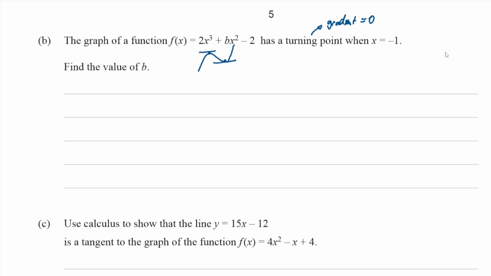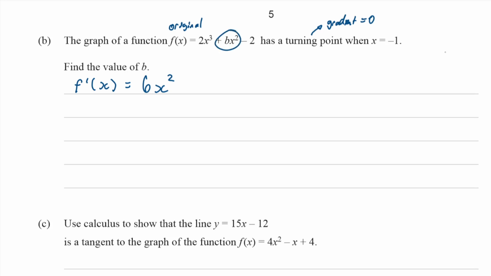Alright, so to use that information about the gradient, we need the gradient function. So right now we're given the original function, f of x. We need the gradient function, f prime of x. Right, to find that, we take the derivative. So 2x cubed, the power of 3 multiplies out the front, giving us 6. X, the power is reduced by 1, so it becomes 6x squared.